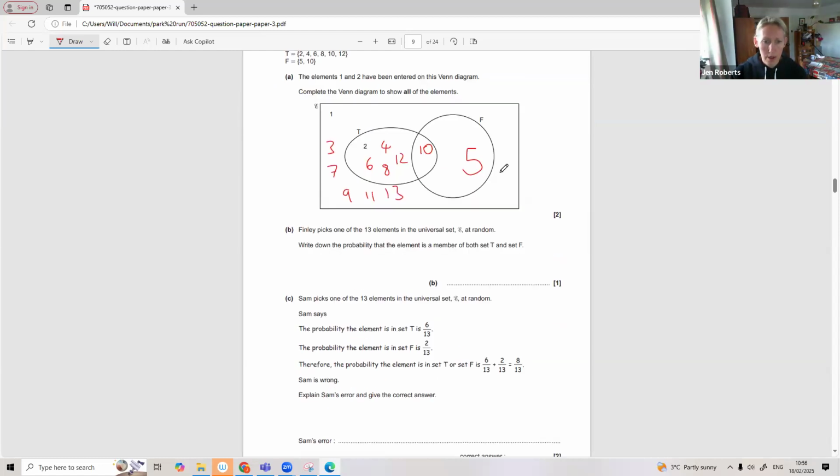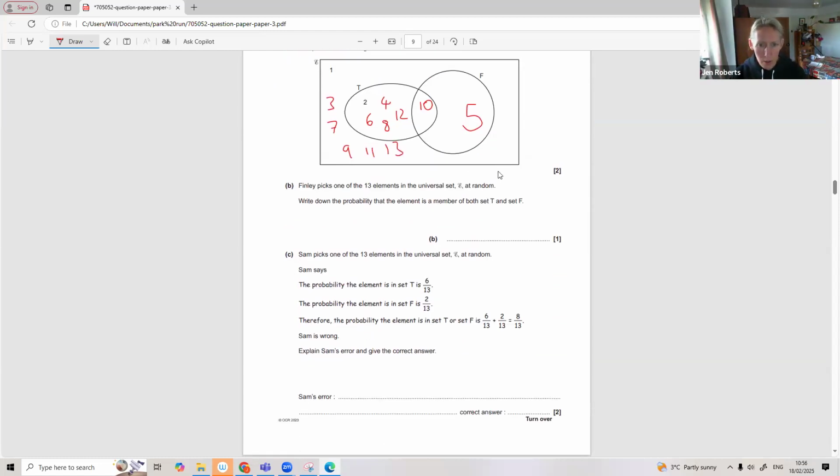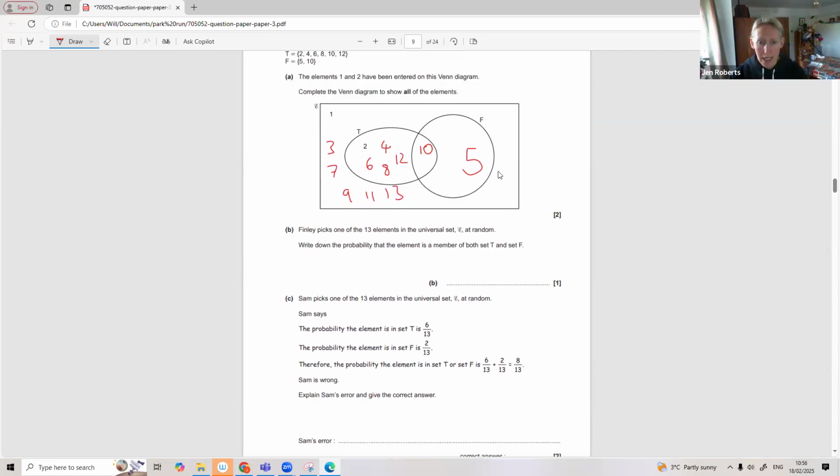Finley picks one of the 13 elements in the universal set. Write down the probability that the element is a member of both set T and F. What is in T and F? It's this bit in the overlap. So there's one number, so it's 1 out of 13.